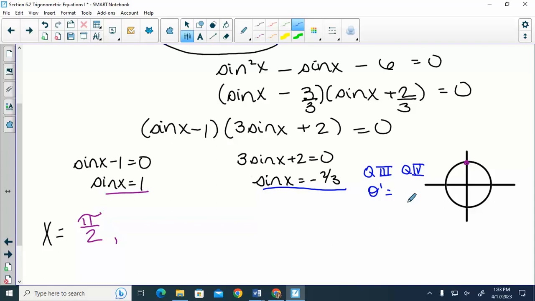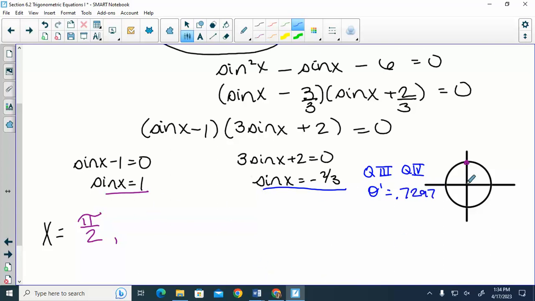Then how do we type this in? If we're looking for an angle, what do we type in? Yeah, the inverse. So second sine. And we're looking for a reference angle, so put in the positive 2/3. So we get 0.7297.